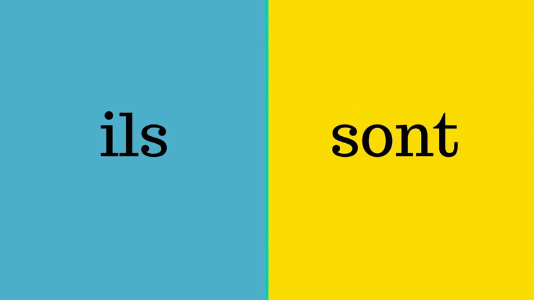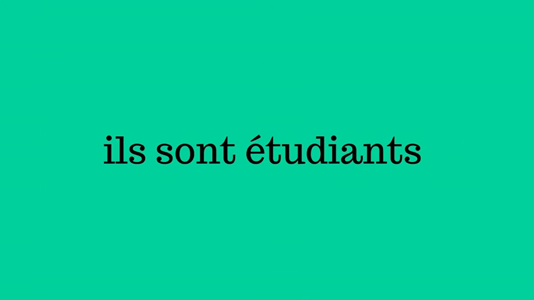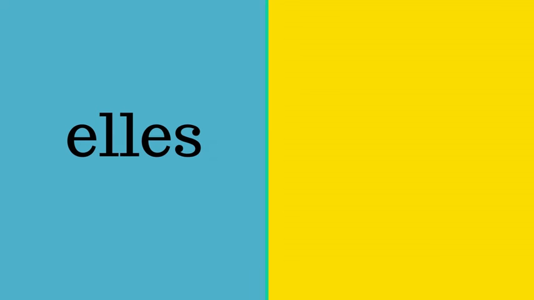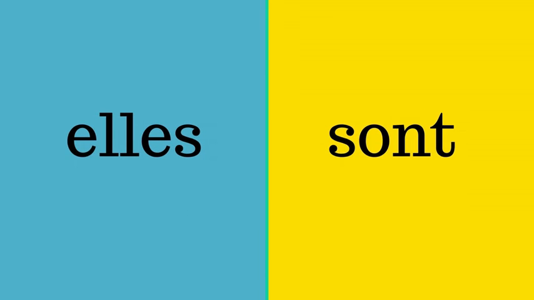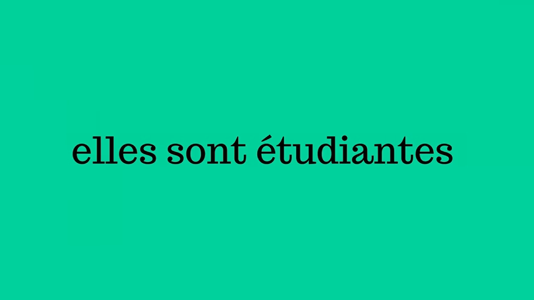The last one. Ils. It's plural because it's an S. So we say ils sont. T also is silent. You have also the D, S-T-D. They are silent when they are final letters. Ils sont. Example, ils sont étudiants. And it's the same form for elles. Elles sont. Elles sont étudiantes.